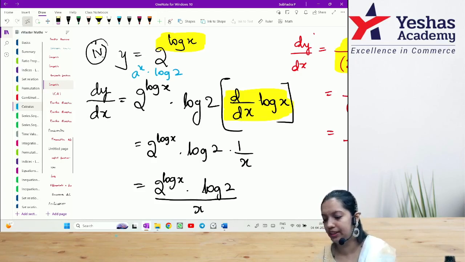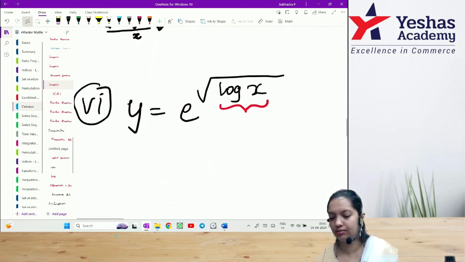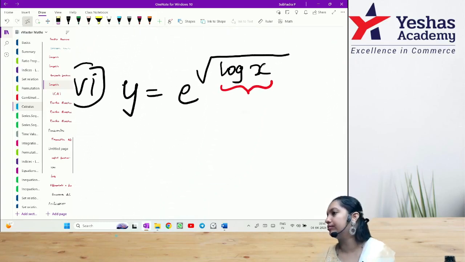One last question, then we'll take a break. Last one. 3 different functions are there: e power something, e power x, root x, log x. 3 functions are there.